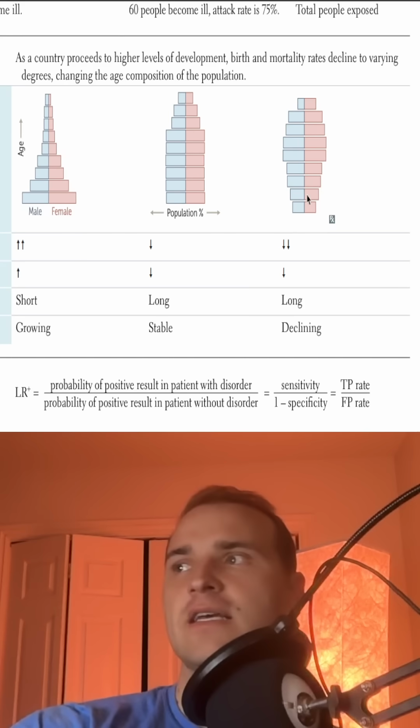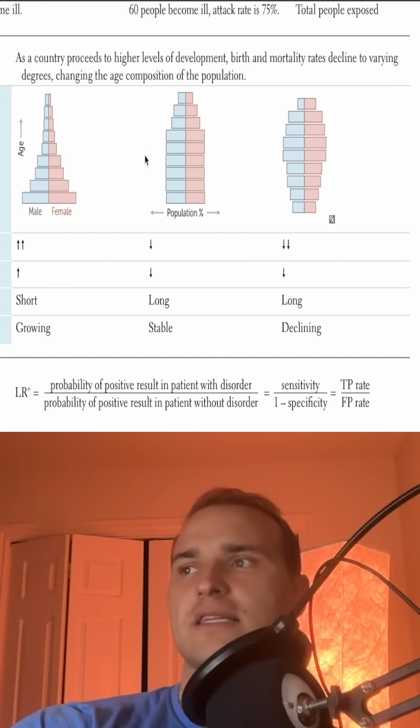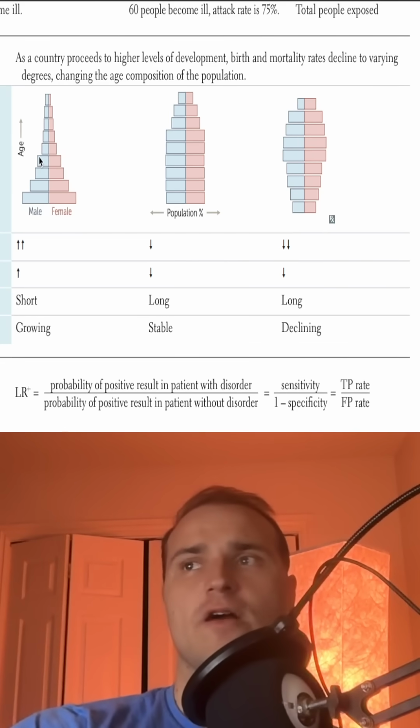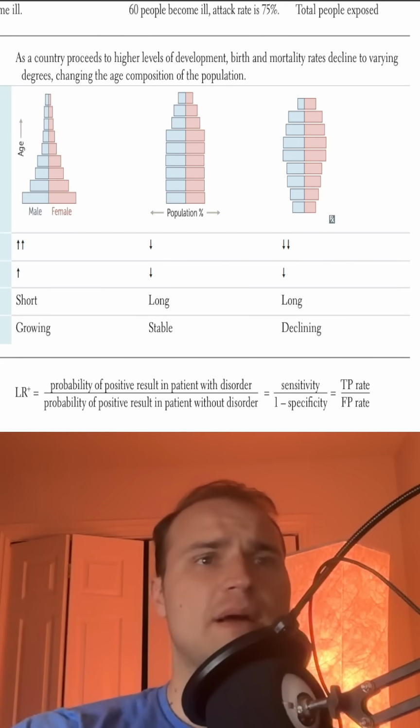So you got to watch out for this. If it looks like this, we're on the decline. Looks like this, we're stable. Looks like this, then we are growing. Okay, that's population pyramids.